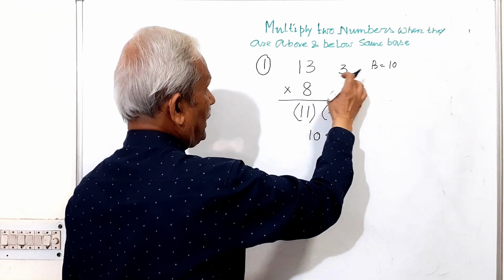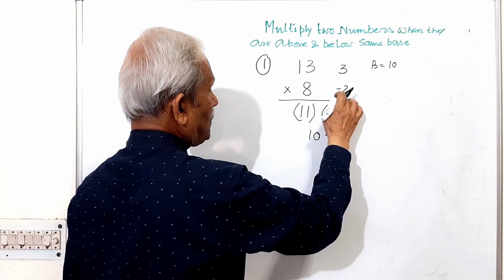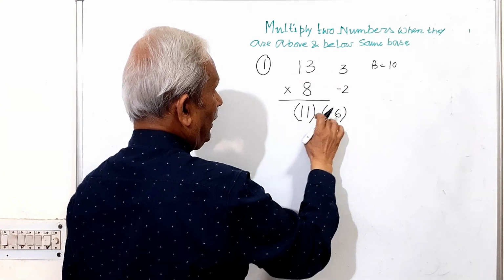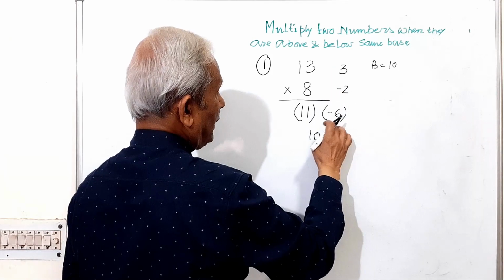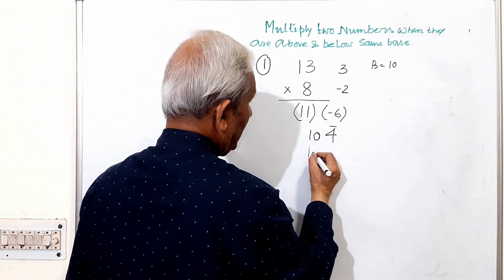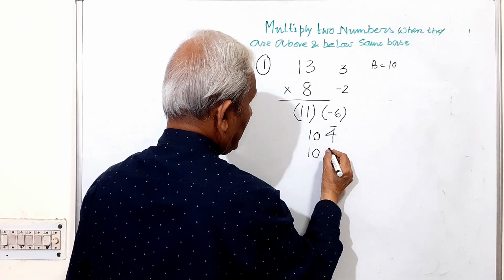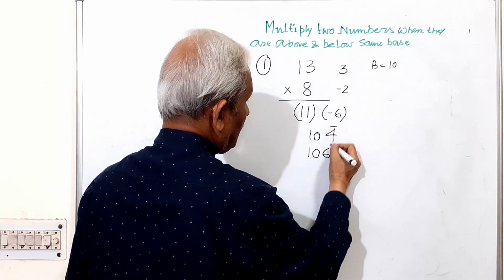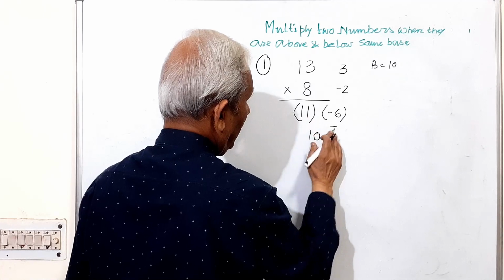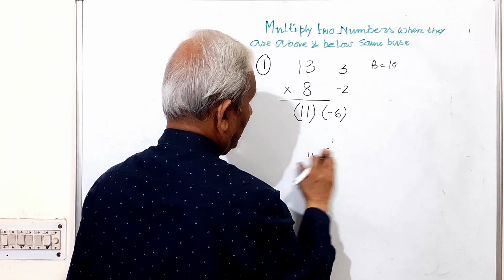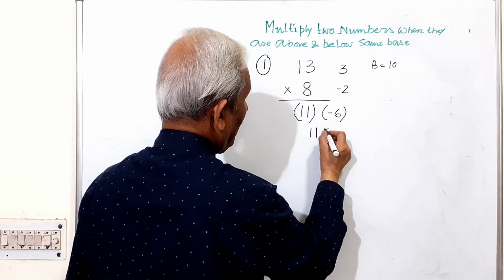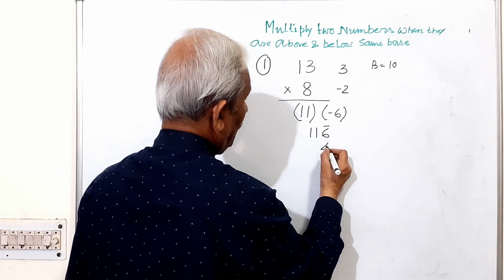13 minus 10 is 3. 8 minus 10 is minus 2. Then 13 minus 2 is 11. 3 into minus 2 is minus 6. This is to be devinculated. This has become this bar and then 10 and then 6. 10 minus 4 is 6. This part is reduced. 11 is reduced by, actually I should write it here like this. 11, 6 bar. And this becomes 4.